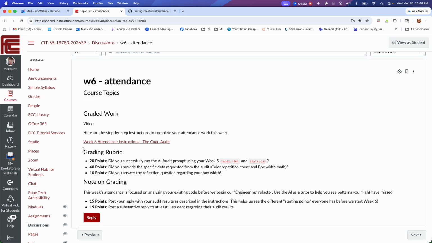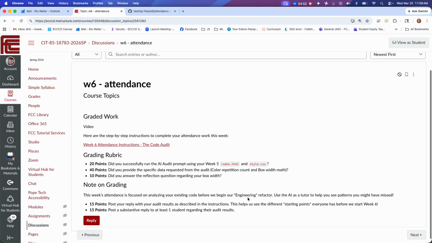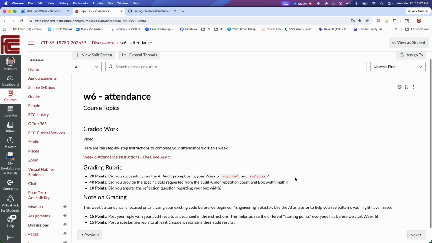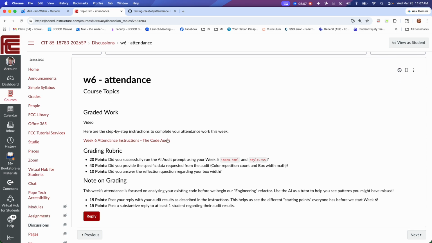So this is how the points lay out. This is from interacting with the prompt, making sure you include this, and then posting those in your reply. When I grade that, did you post it and did it include all these? And then you do a substantive reply to look at somebody else's audits. I hope you enjoy this as we move into learning how to engineer and fix some of the issues that came up, and help our understanding level up from the code that we've already written.